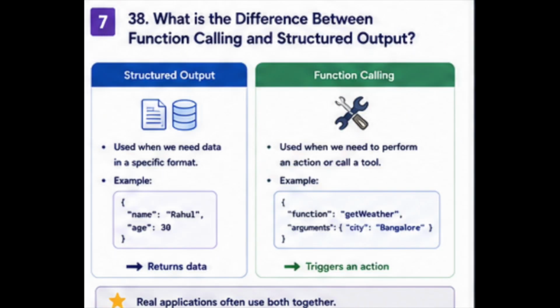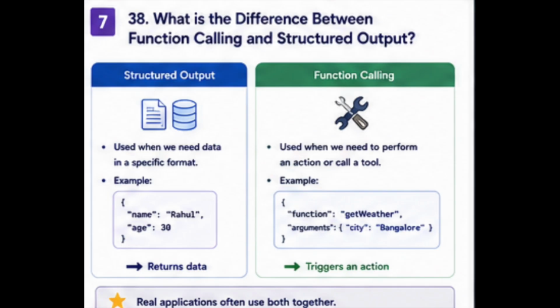What is the difference between function calling and structured output? Both concepts use structured data, but their purpose is different. Structured output is used when we want the AI to return data in a predictable format. For example, a JSON where key is name, value is Rahul, key is age, value is 30. Function calling is used when the AI needs to request an action from an external system.